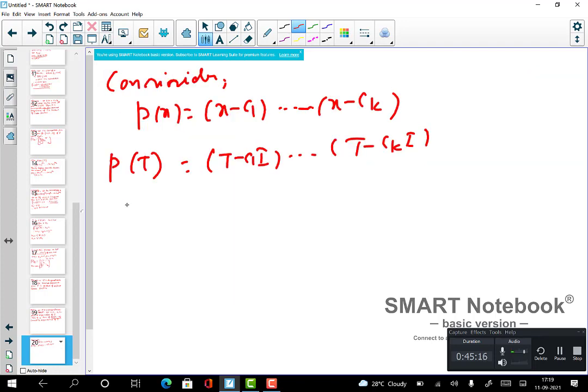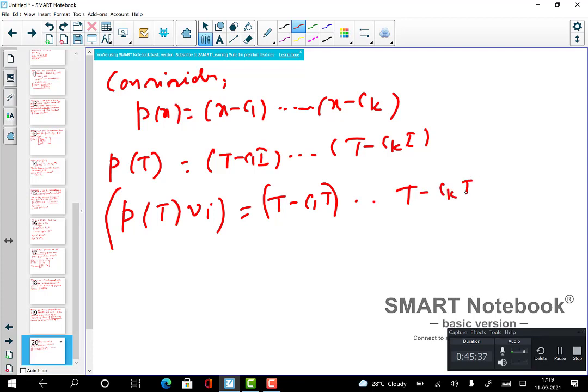Now because we have a basis V1, V2, up to Vn, which is a basis of eigenvectors, you can know what happens to, say, p(T) of Vi. Vi is an eigenvector of T, right? So that means Vi will be an eigenvector for one of the c1 to ck, right? Now this Vi, which is a basis vector, is also an eigenvector for T. So what does that mean? That means this is an eigenvector for some ci, right?